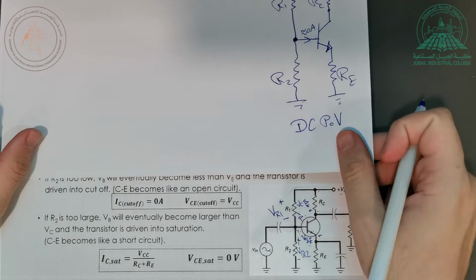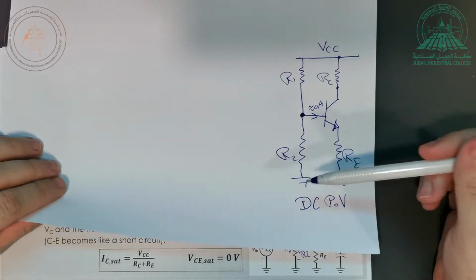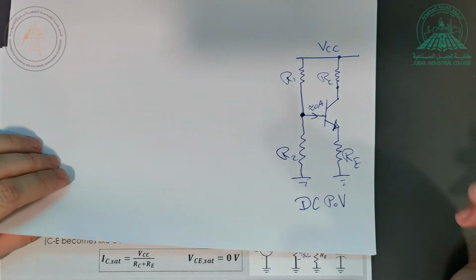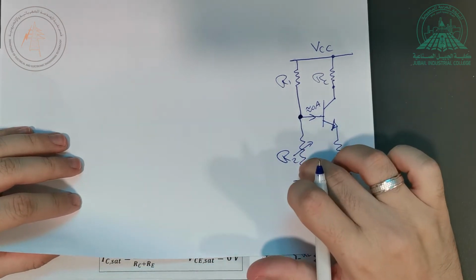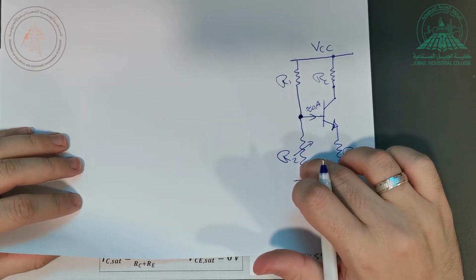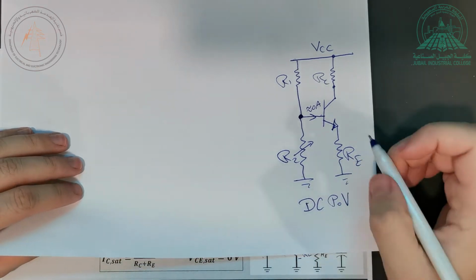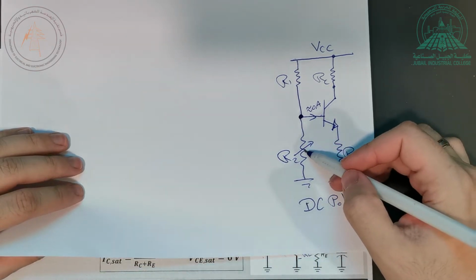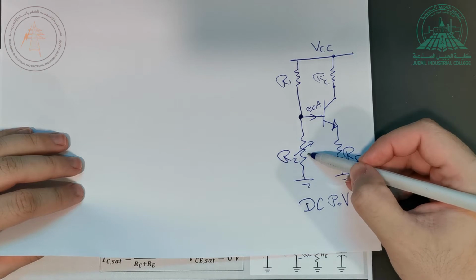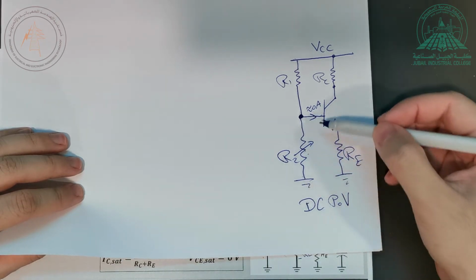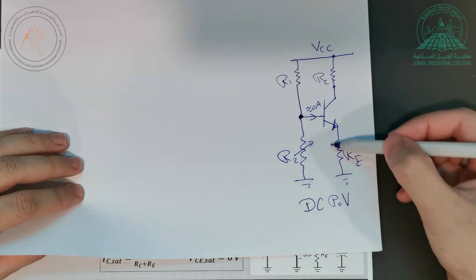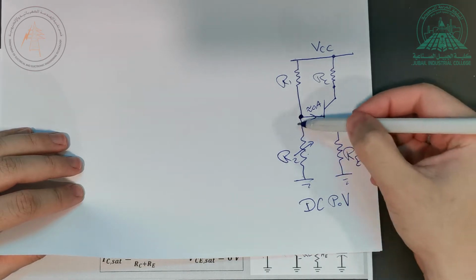So now, how can I bias the circuit? I can do one thing. I can make this a variable resistor and play with its value. Of course, if I make R2 equal to 0, what's going to happen? This is basically going to be a short circuit. It means this voltage is also going to be equal to 0.